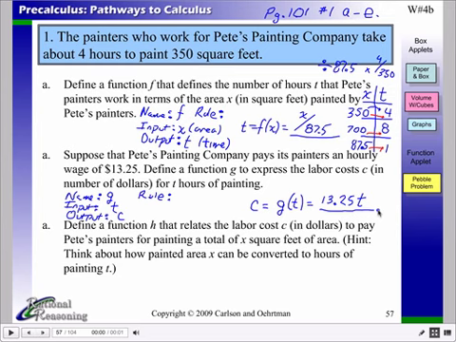That's review. Okay, so now we want a function h that relates labor cost and total square feet of area. So let's take a look at what would make sense. f of g of t or g of f of x? Do they both make sense? Just one of them or neither? So let's look at the first one. What's the output of g?